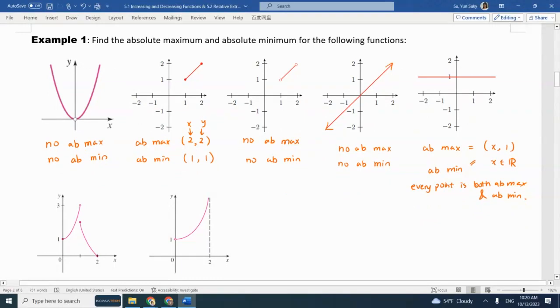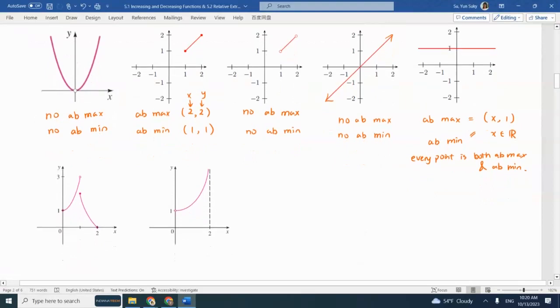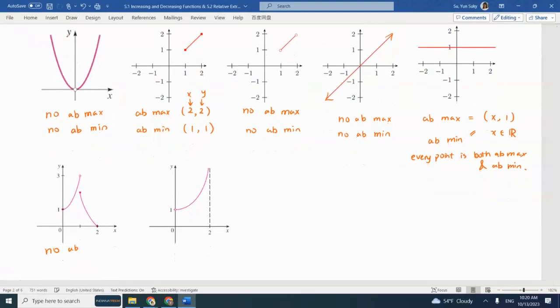Let's look at this picture. Do we have an absolute maximum? No, right? Because the highest point here is missing. It's an open circle. Do we have an absolute minimum? Yeah. What's the point? (2, 0). Yes. So no absolute max, and the absolute min is (2, 0).